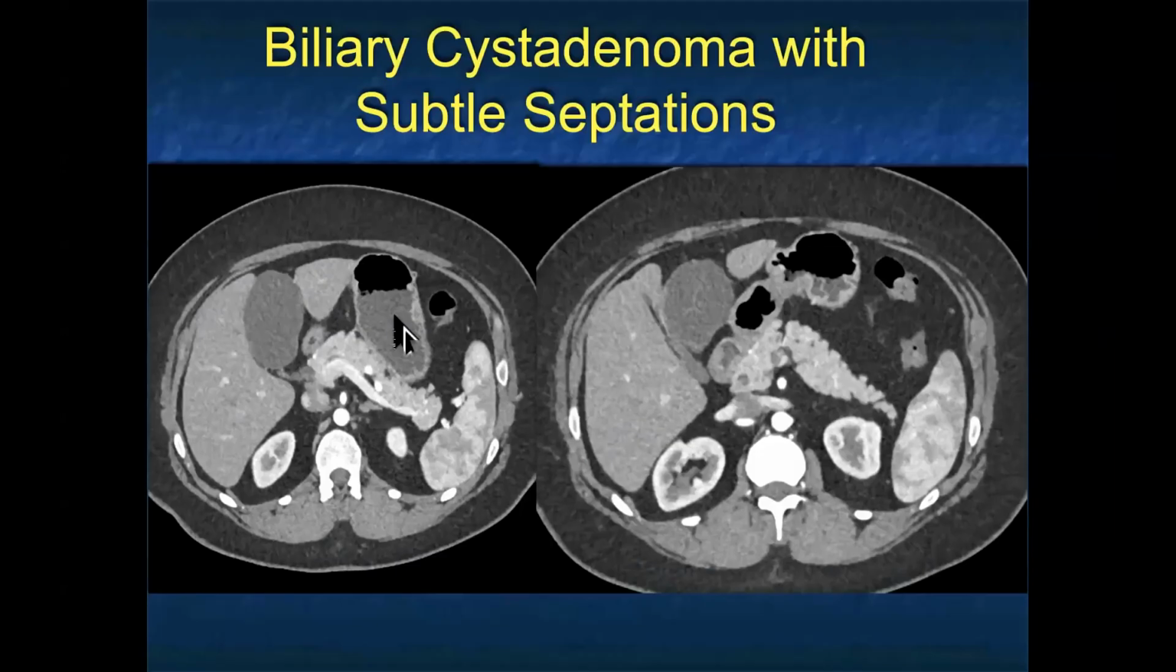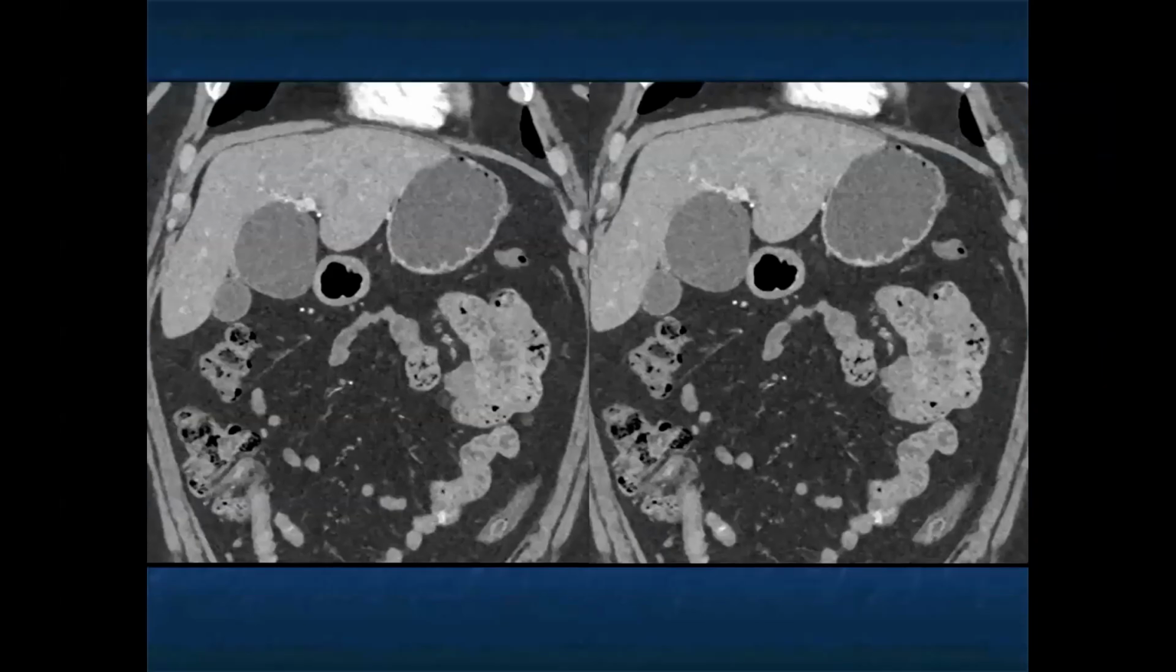But again, those septations always do worry me, and I'm not going to simply stop at that point. If you have any questions, ultrasound is good at looking at septations. MRI is also good, particularly looking at the lesion solid components. So MR with gadolinium can be very helpful, but you can see this is a tricky case.